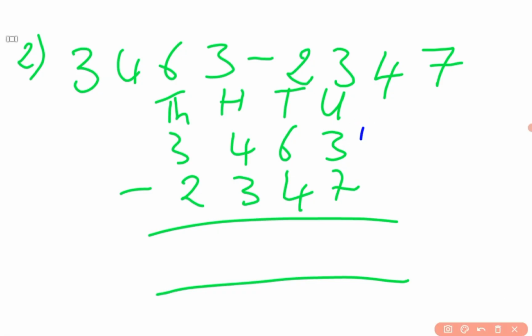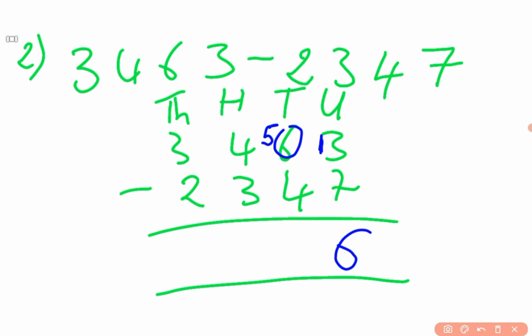Now you have 3 take away 7, which is not possible, so you have to go ahead and borrow from here. This 6 will become 5 because you are removing 1, and the 1 will come and place itself here. Now you have 13 take away 7, and 13 take away 7 is 6. Now what was remaining here is 5.